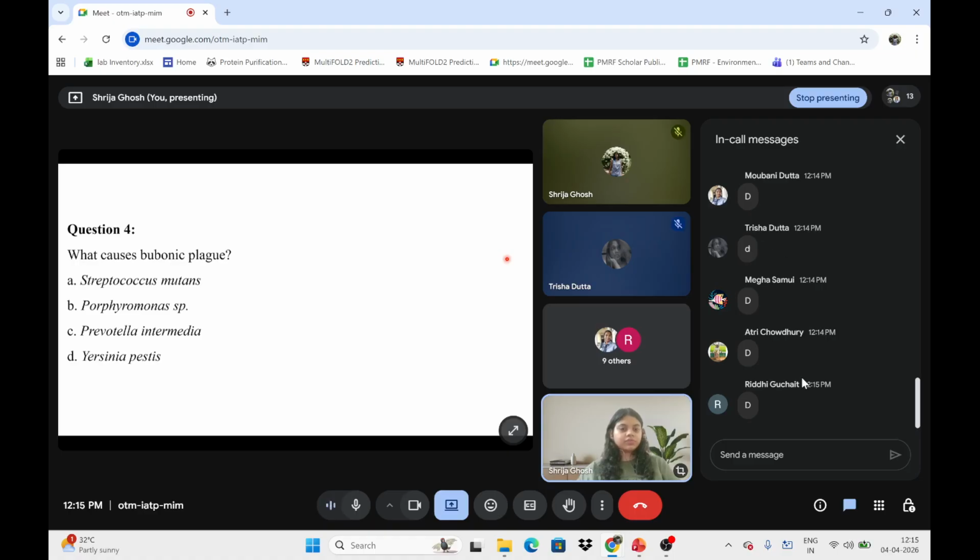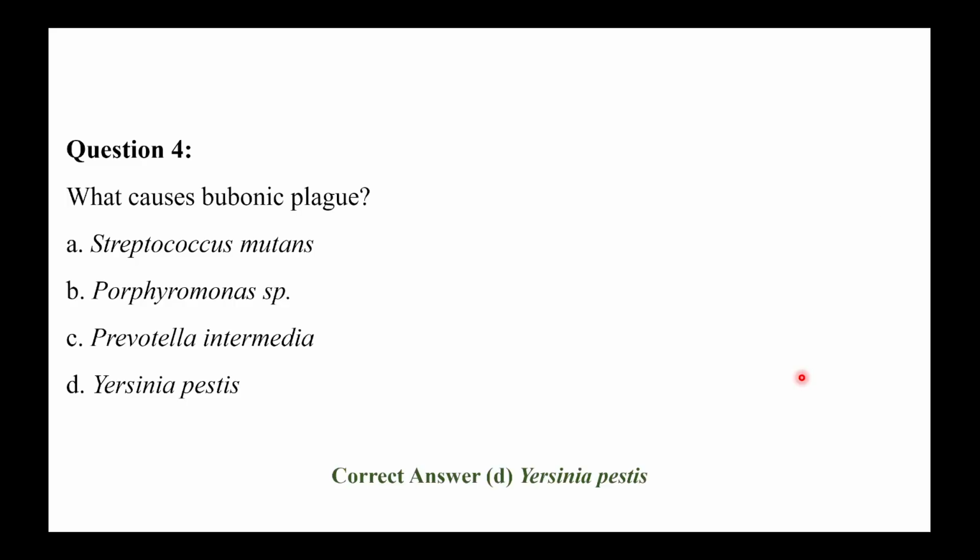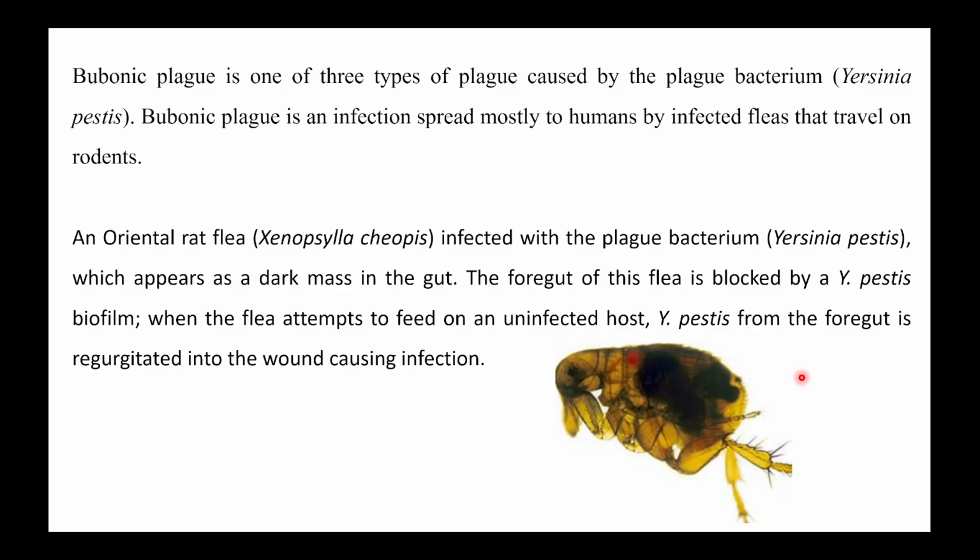Okay, I can see 5 of you have answered option D, Yersinia pestis. Let's see the correct answer. That is the correct answer. So, bubonic plague is caused by Yersinia pestis. So, Yersinia pestis is a bacterium. It's one of the plague bacterium, and there are three types of plague. So, bubonic plague is one of those three types of plague, and it is caused by Yersinia pestis.